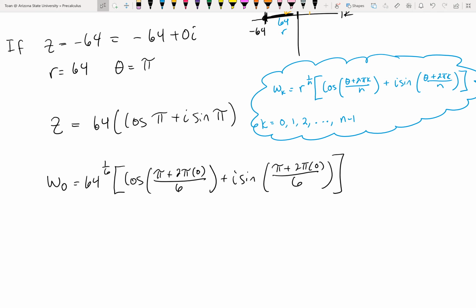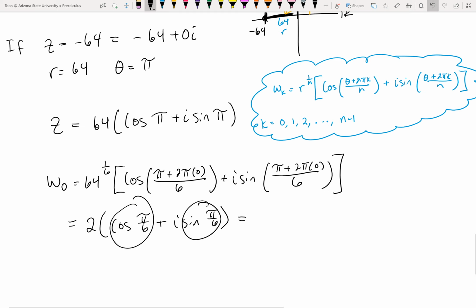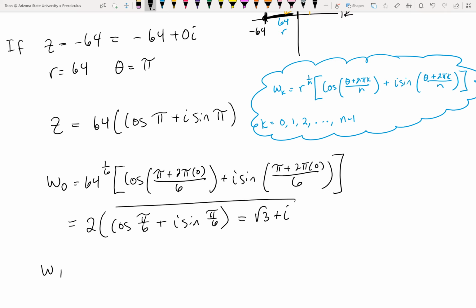Basically what you do is you simplify and rinse and repeat the process. The sixth root of 64 is 2. Obviously this is going to be 0, so you're left with pi over 6. So 2 times cosine of pi over 6 plus i sine pi over 6. And if you wanted it in standard form, you just go ahead and evaluate it. Because these are special unit circle angles, I expect you to be able to figure out the standard form. That's going to give you radical 3 plus i.